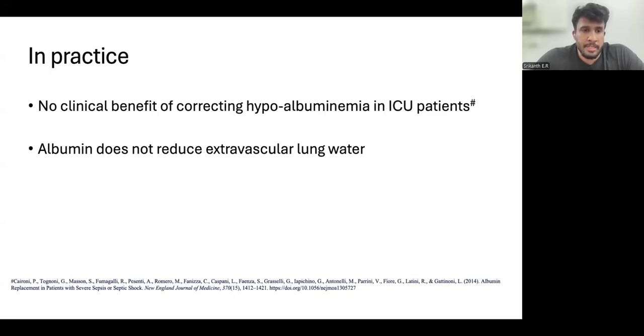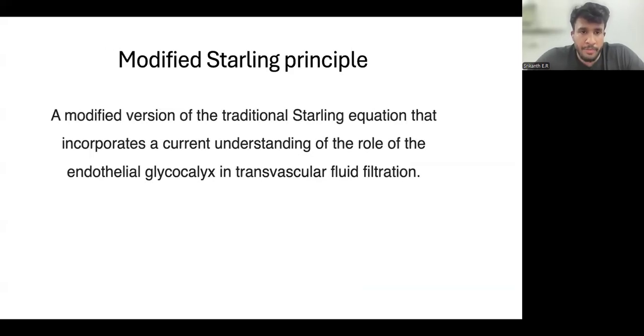And also in clinical practice, there is no benefit of correcting hypoalbuminemia in ICU patients. You have a lot of critically ill patients with hypoalbuminemia, and correcting it really does not have any benefit clinically, and no study has actually shown any benefit of albumin in terms of reducing extravascular lung water by pulling in fluid and reducing edema. So all of that goes against our classical Starling understanding of the fluid balance that happens in critically ill patients. So now let's come to the modified Starling principle.